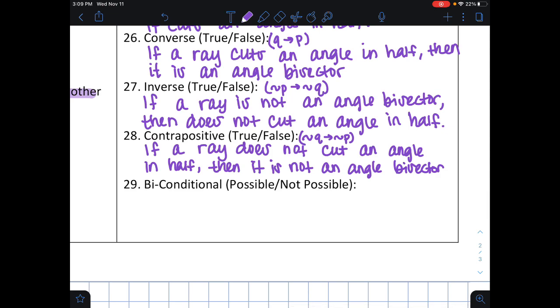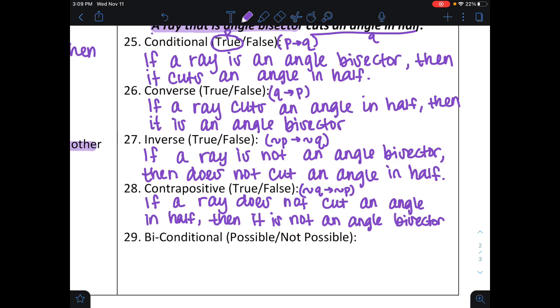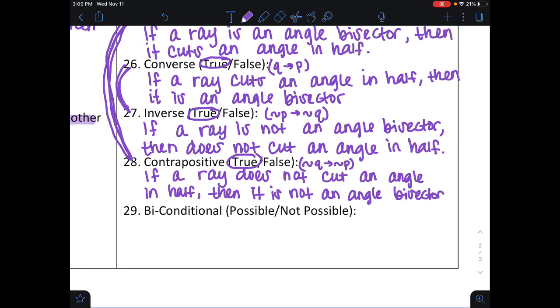All right, last but not least, the biconditional. So, actually, let's figure out true and false. So the converse. If a ray cuts an angle in half, then it's an angle bisector. That is true. Inverse. If the converse is true, the inverse should also be true. So if a ray is not an angle bisector, then it doesn't cut an angle in half. That's true. If the conditional is true, the contrapositive should be true. So don't forget, these two should be the same truth value, and these two should have the same truth value. All right, so if a ray does not cut an angle in half, then it's not an angle bisector is also true. So the biconditional is possible.